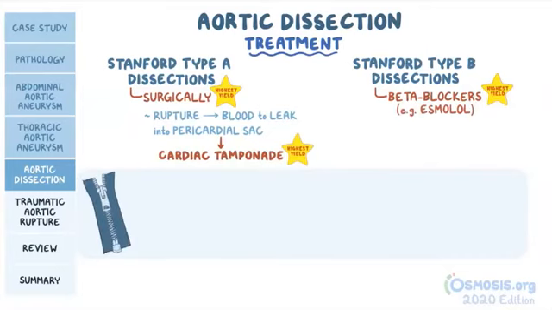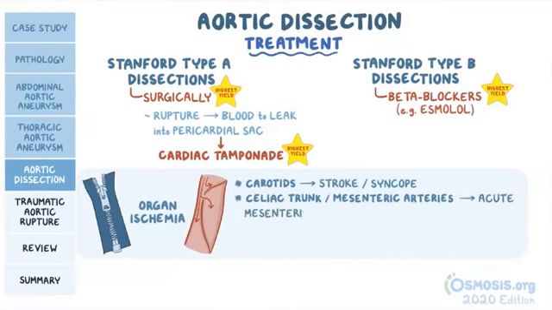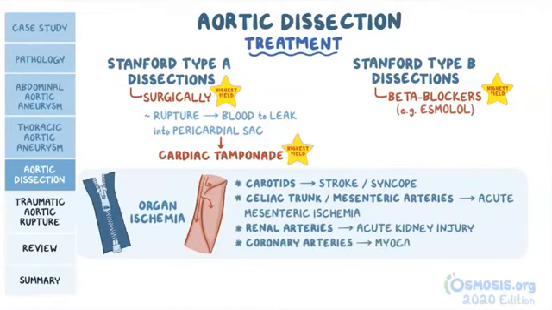Kind of like a zipper, a dissection can extend into other arteries where the false lumen compresses the true lumen, obstructing blood flow and causing organ ischemia. A dissection can involve a range of arteries, including the carotids, resulting in stroke or syncope, the celiac trunk or mesenteric arteries, resulting in acute mesenteric ischemia, or the renal arteries, resulting in acute kidney injury, or the coronary arteries, resulting in a myocardial infarction.